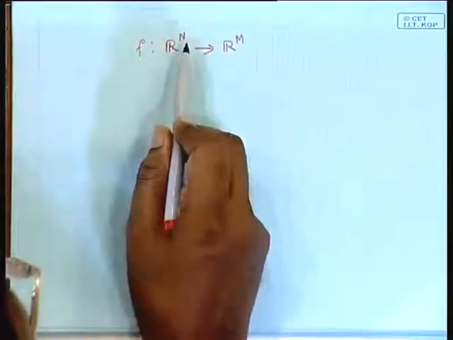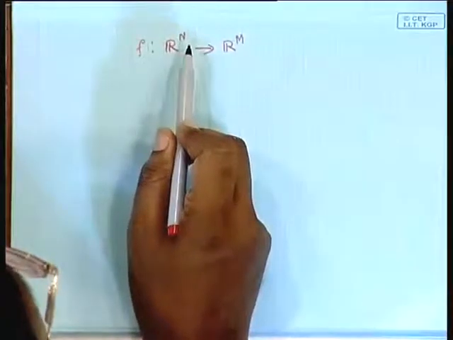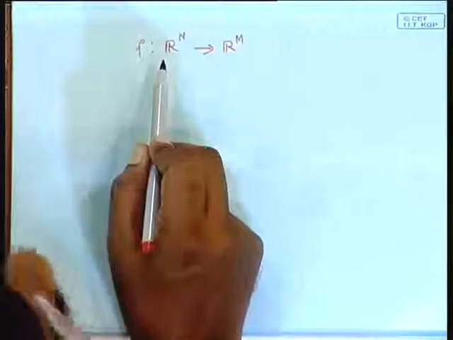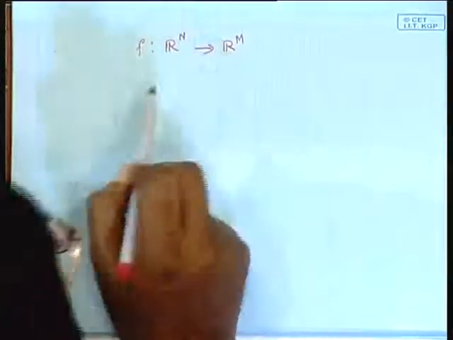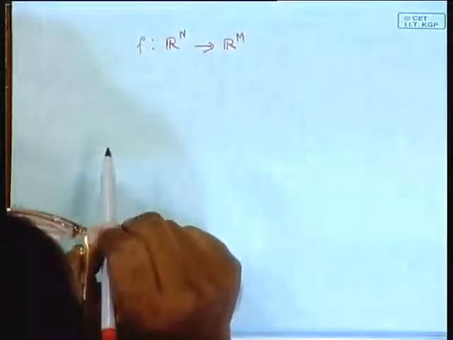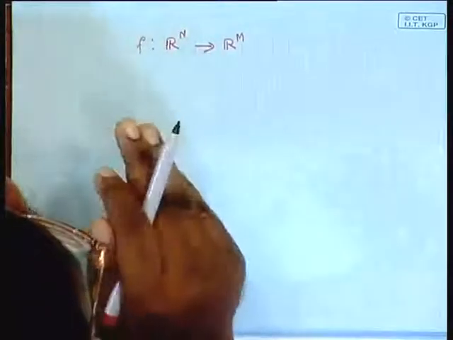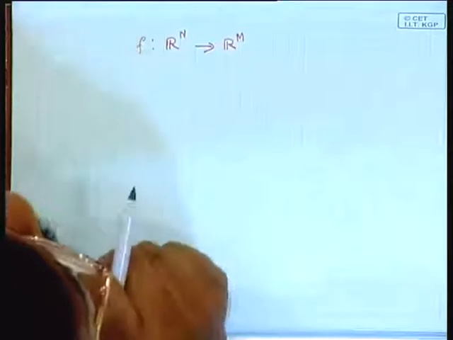What is Rn? It is an n-dimensional vector. What is Rm? An m-dimensional vector. What was f doing? It was taking a coordinate vector of dimension n, giving one output of length m. But we have chosen f to be linear. We have added one more thing, f is not just an arbitrary function, it is linear.